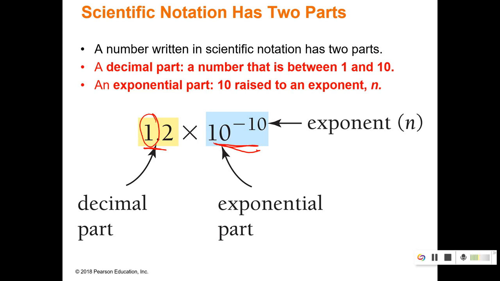For the exponential part, the exponent itself, the times 10 is always there, but the exponent itself must be an integer. So it can be a positive or a negative number, or it could be 0.